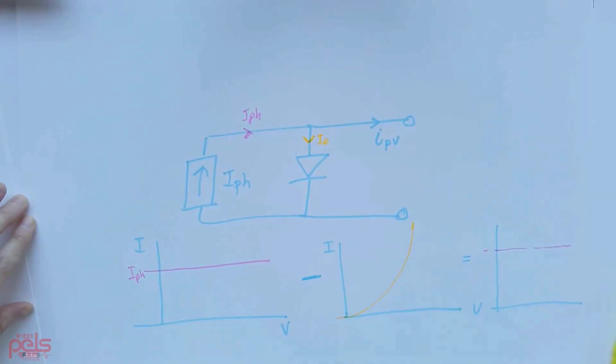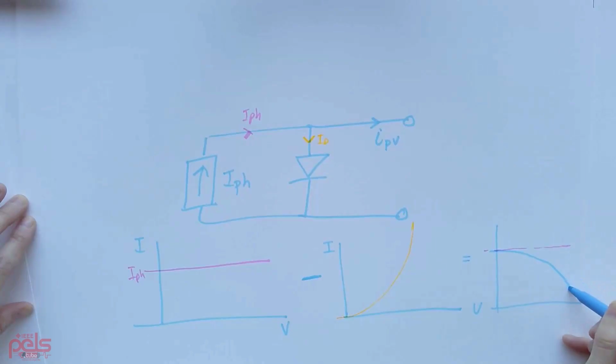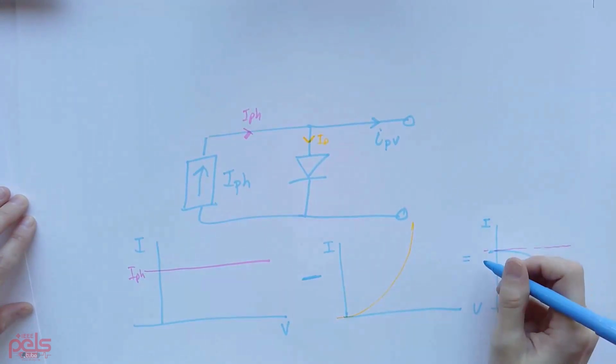is what this value was, minus a current like that, and we'll get something that looks something like this. So this is the voltage and current for the PV.